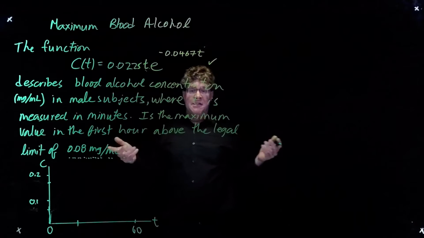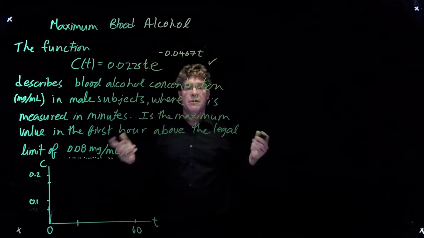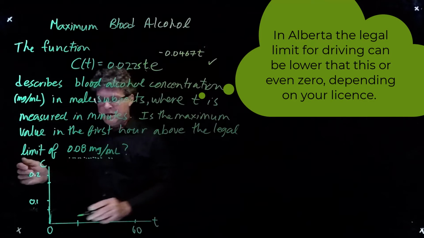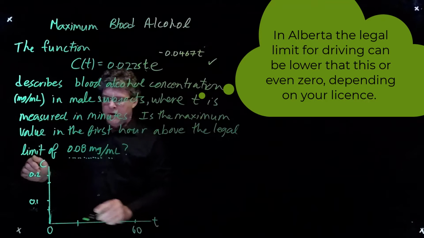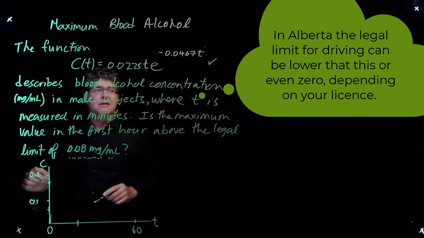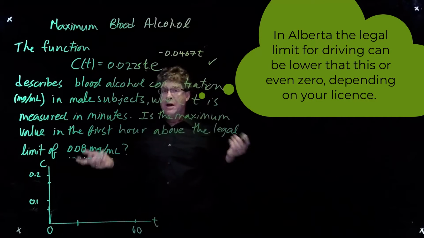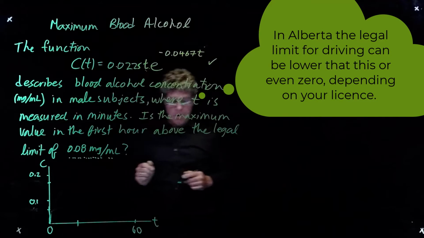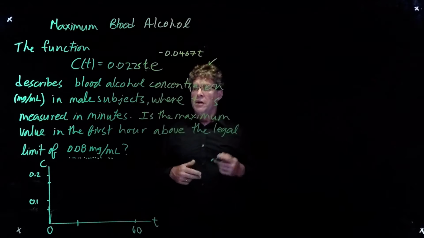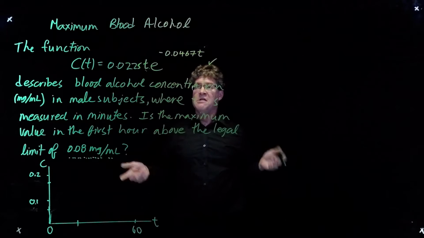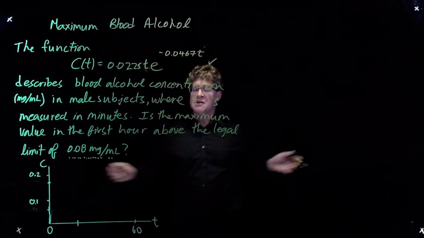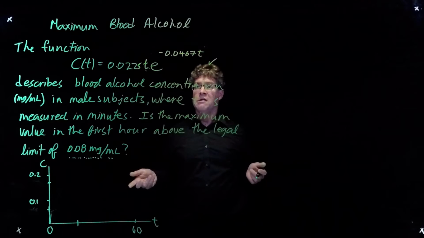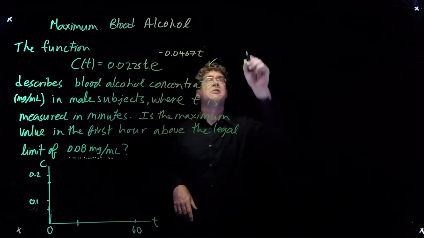And the question asks us if the maximum value in the first hour is above the legal limit. And so we have t going from 0 to 60 here, and we have c on the vertical axis. And we'd like to know if the value of c goes above 0.08 milligrams per milliliter. So to calculate the maximum for c over the closed interval 0 to 60, we need to evaluate c at critical numbers and endpoints. So let's look at the critical numbers first.